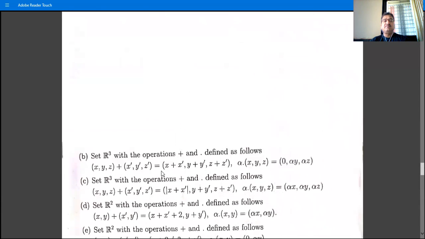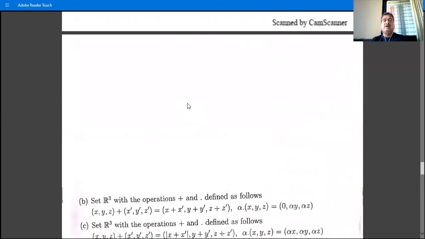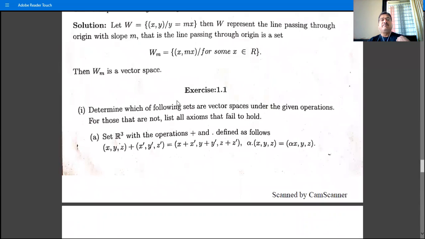These are also examples from the vector space chapter. So we have to write the answers of all these exercise problems. So this is about the vector space, that is, when the set is a vector space and when the set is not a vector space. Now in the next lecture, we will see the topic subspace. So we'll discuss subspace in the next lecture.